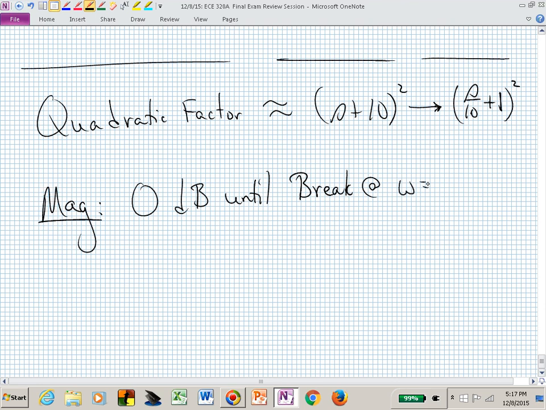Where do we break? At the break frequency, which is 10. After that, it slopes up or down? Down, because it's a pole. And how much are we sloping? 20 times 2, or 40, right? So we're minus 40 because this is a quadratic factor. So this is now sloping at minus 40 dB per decade after the break.